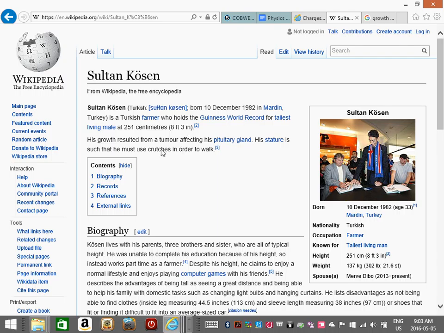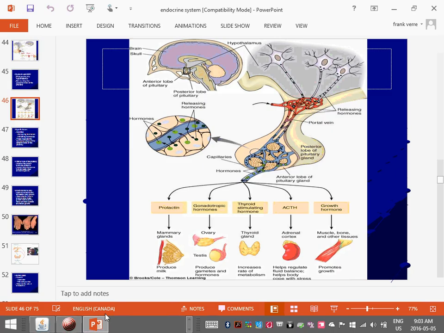And again, notice this here. He had a problem with his pituitary gland producing too much growth hormone. Because it makes sense. Again, I said this yesterday: don't assume that one hormone controls everything. Growth is not just a function of growth hormone. There are other things involved, right?